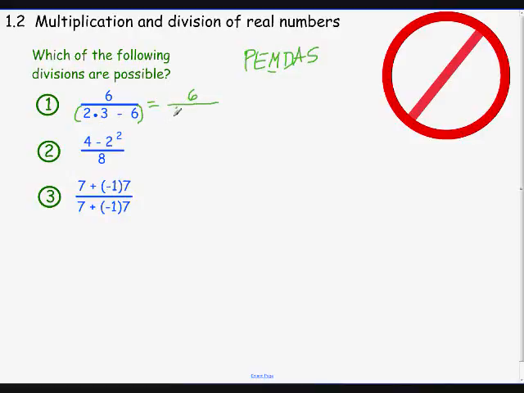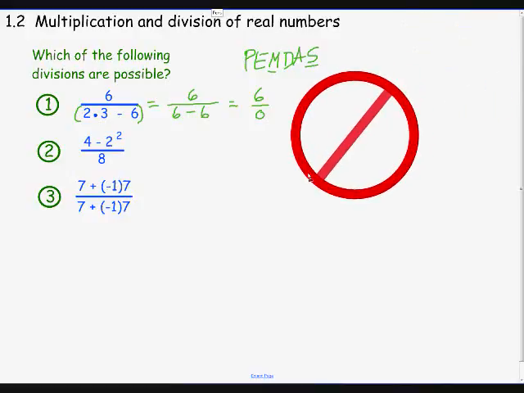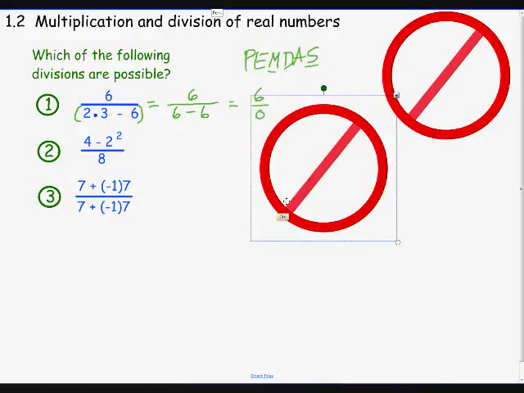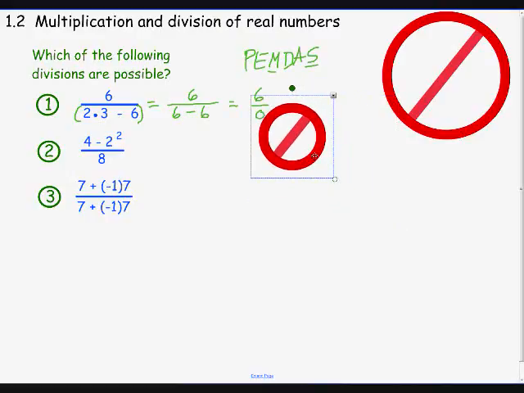So we get 6 minus 6. Now we do our subtraction, and we get 6 over 0. This is not allowed, is it? Copy that. I think I'll make it smaller so it fits a little better.